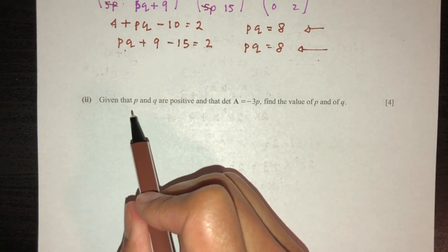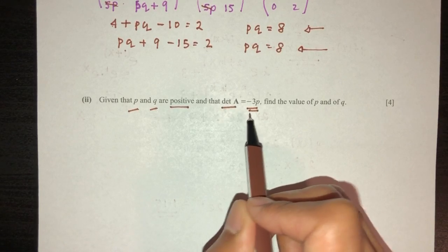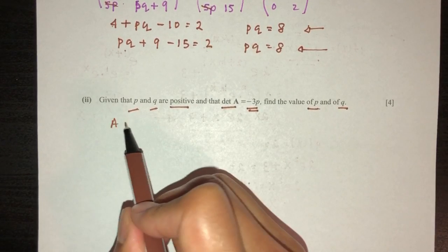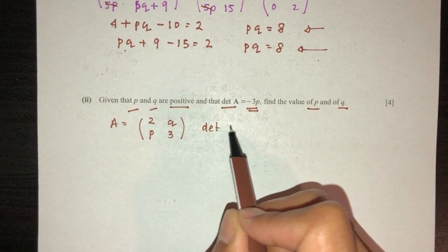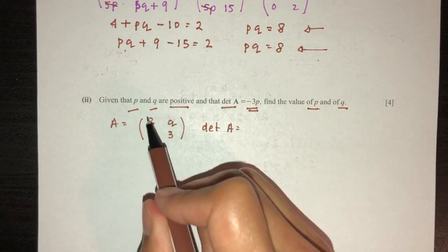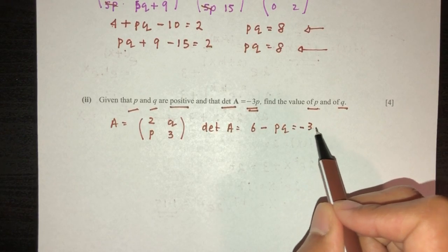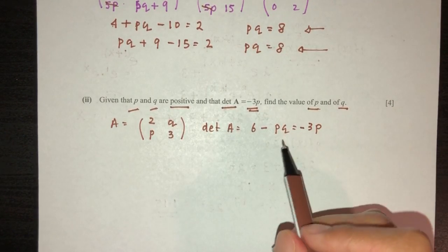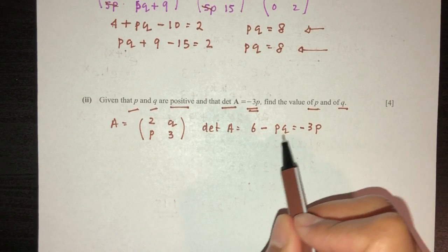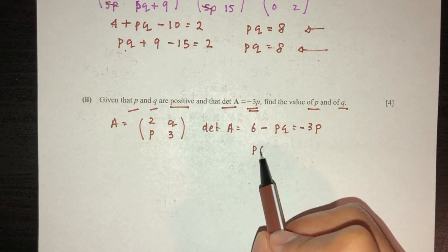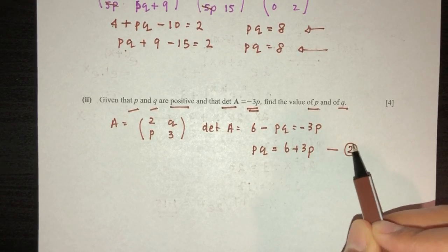Now for part 2, given that p and q are positive and that the determinant of A is equal to minus 3p, find the values of p and q. So A is given to you by this matrix, 2, p, q, 3. How do you find the determinant of A? You cross multiply, so 2 times 3 is 6, minus p times q is pq, supposed to give you minus 3p. Now let's make pq the subject of your formula. That will become pq equal to 6 plus 3p. That is our equation number 2.